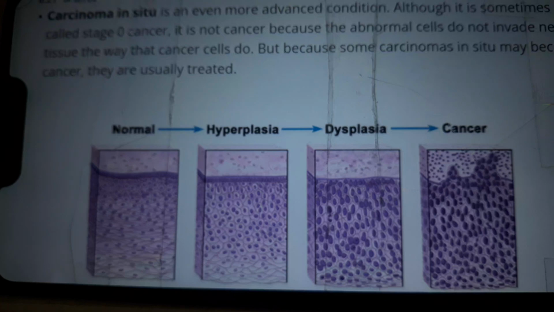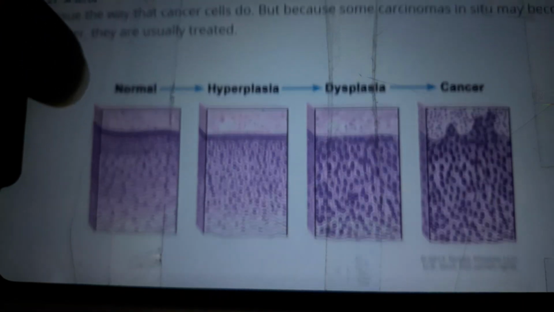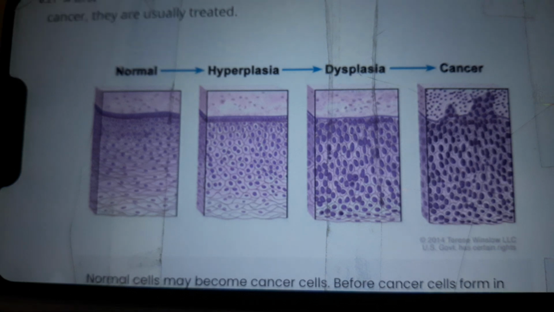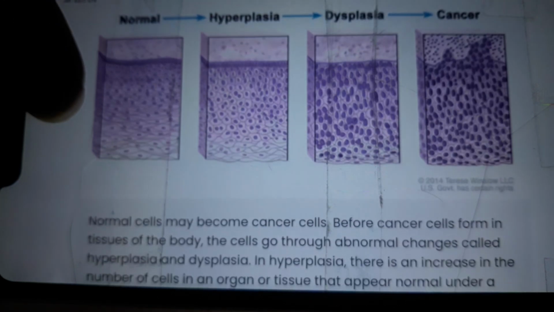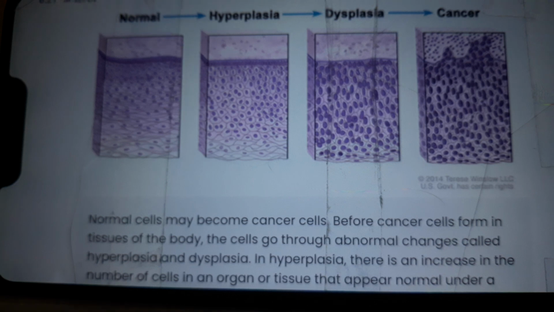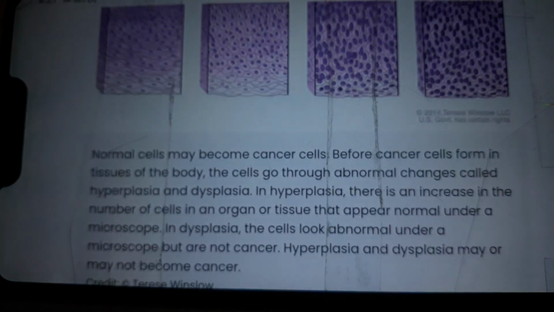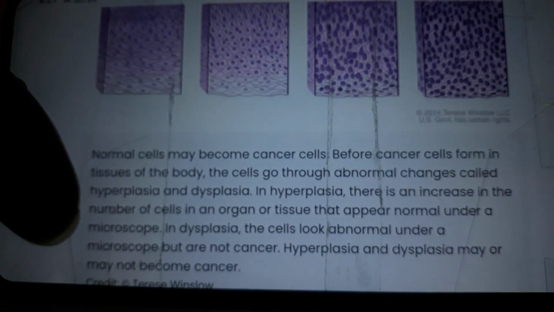That cancer cells do. But because some cancers, carcinomas in situ, may become cancer, they are usually treated. This is an illustration of a normal, hyperplastic, dysplastic, and cancer cell, right? So normal cells may become cancer cells before cancer cells form in tissues of the body.